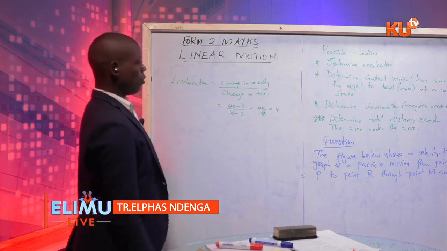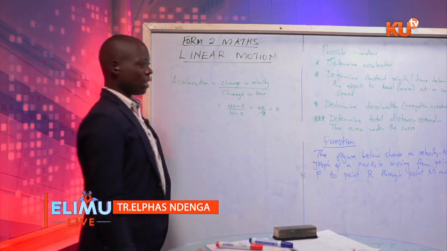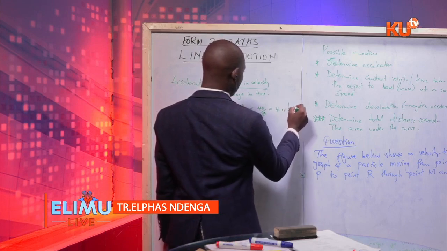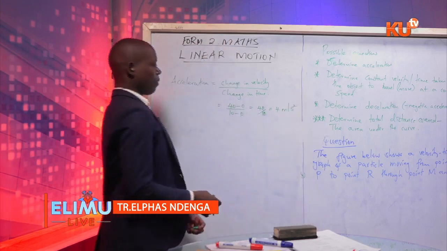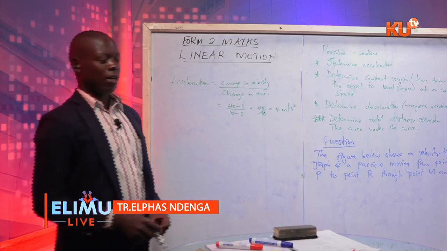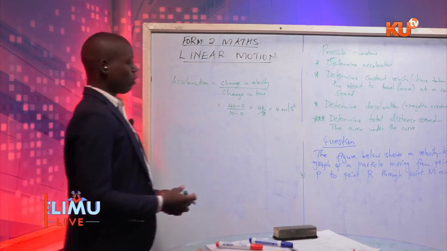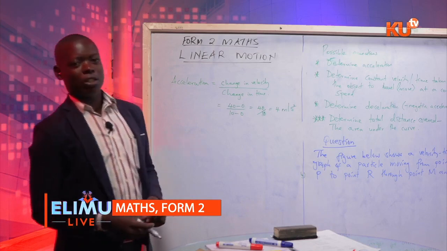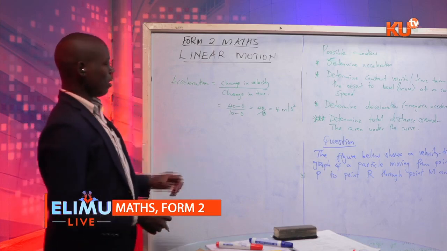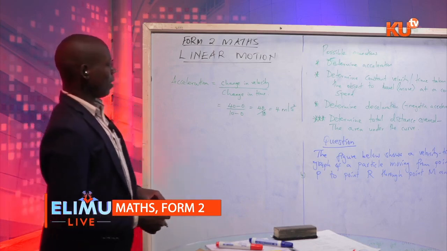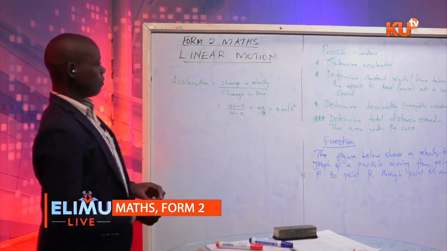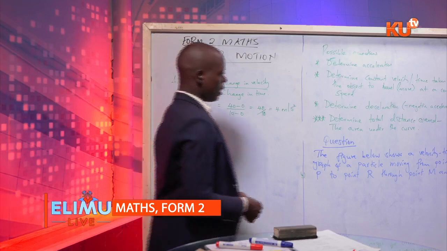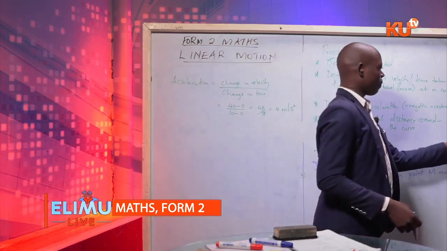And students know that the units for acceleration is meters per second squared. Now, if you find you've forgotten the units, you rather don't write the units, because when you write wrong units, you will not score the mark. So ensure you write the correct units for acceleration, which is meters per second squared. That is done for part A.